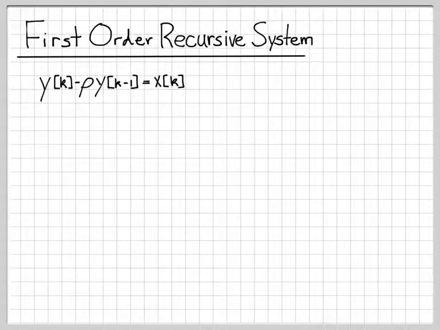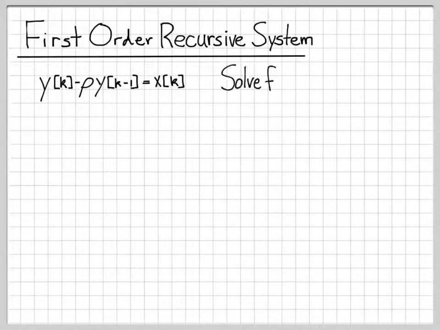The difference equation that we're going to look at is this: y of k minus rho y of k minus 1 equals x of k. So we call this a first-order recursive because this contains a y of k minus 1 term. This difference equation contains a time-delayed version of y of k, and it's proportional to a constant rho times it. So there's not only just y of k, but also a delayed version of y of k. So it's first order, there's just one delay in the output y of k.